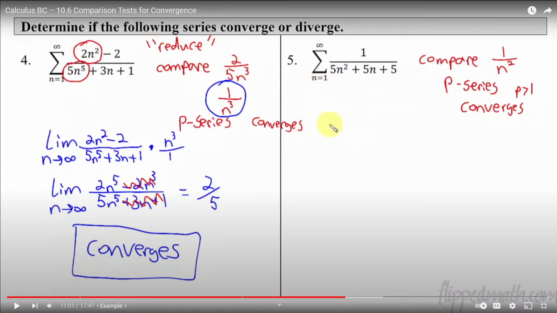Alright guys, let's get back to the video and continue this problem. Let's actually try to solve this before he does. So let's see. We have 1 over n squared converges. And then let's set our limit.